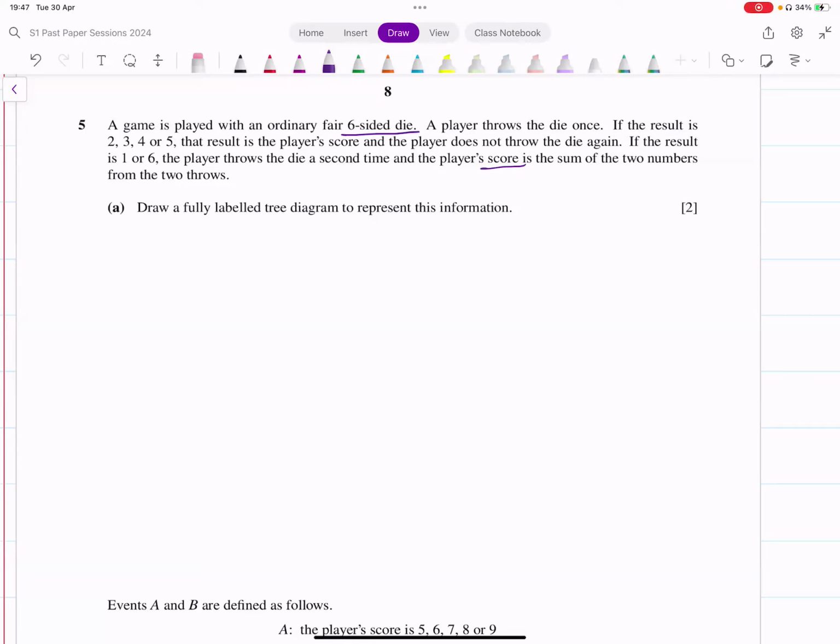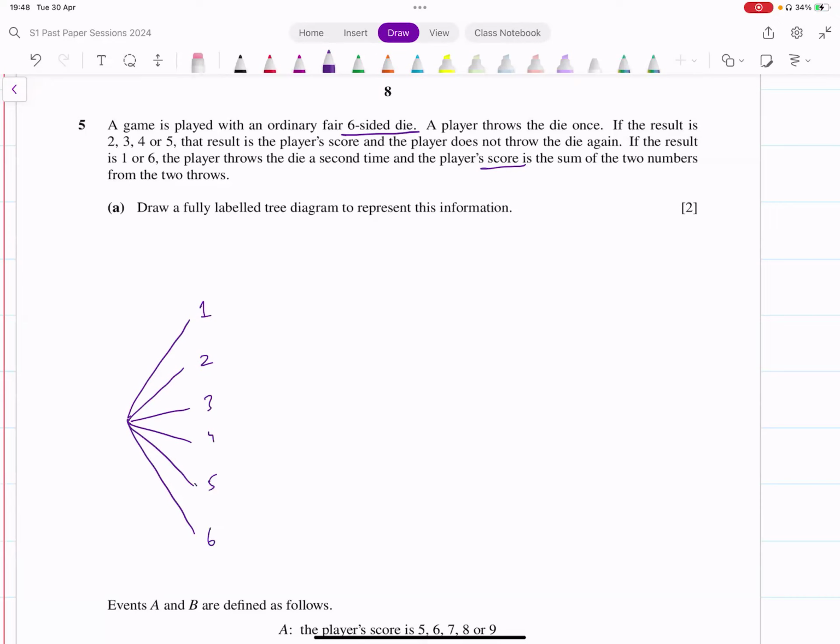The score is given by the number on the die if the number is 2, 3, 4, or 5, okay, then that's the score. If the result is 1 or 6, the player throws the die again, and whatever is the number the second time, that is the score. Okay, so how is the tree diagram going to look like? The first time you have 6 possibilities. You can have 1, 2, 3, 4, 5, 6.